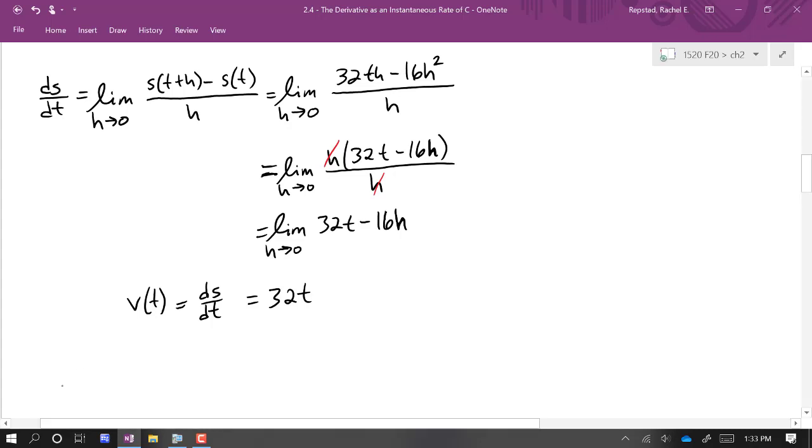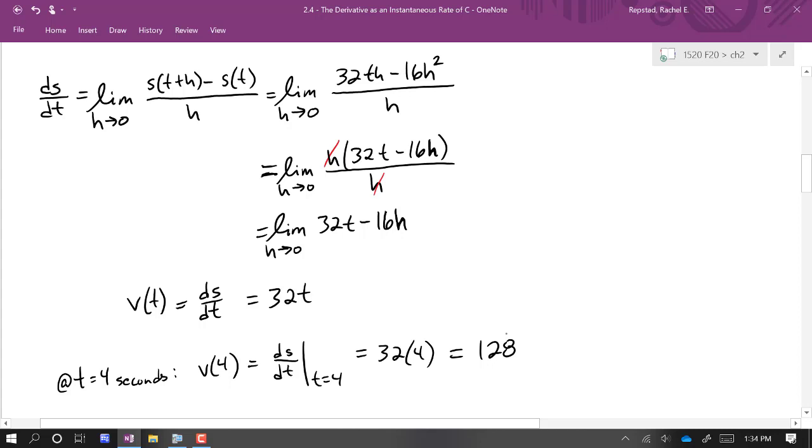So at t equals 4 seconds, v of 4, which is the same as ds dt evaluated at t equals 4, is 32 times 4, and that gives us 128. Now, this is an applied problem. We should have units, right? On the one hand, we could see it's a velocity function, and what types of units does velocity have?